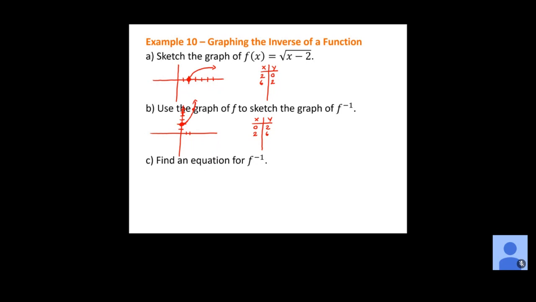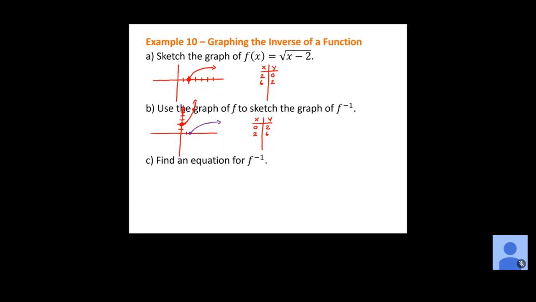So what I want to think about is I'm going to actually put both of these on the same coordinate grid, just in different colors. So we know the original graph looked like this. And then the graph of its inverse is that red graph there, right? That kind of looks like half of a parabola, right? How are those two things related graphically?